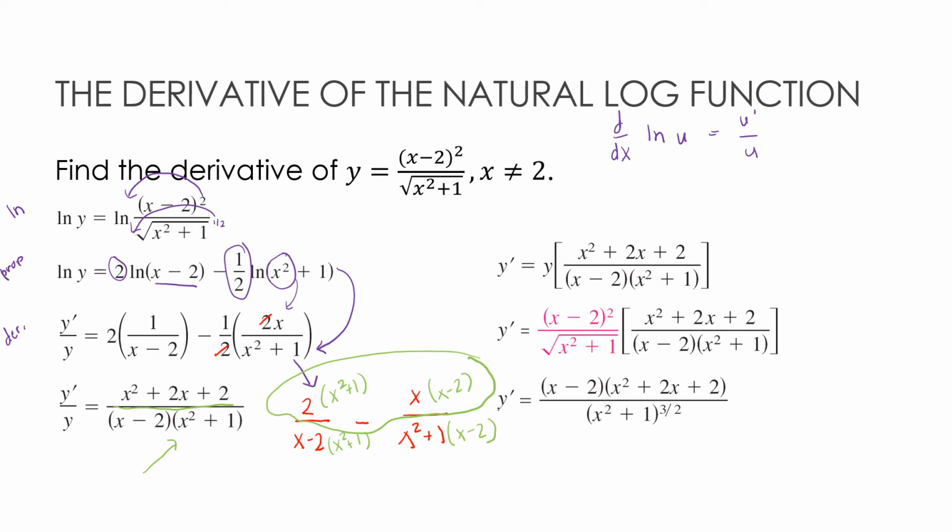Now notice that I'm trying to get to the point that I find y prime, and right now I don't have that. I have y prime over y. So I'm going to take each side times y, and that on the left side is going to give me y prime, which is what I wanted. And on the right side, it just gives me this y times everything.